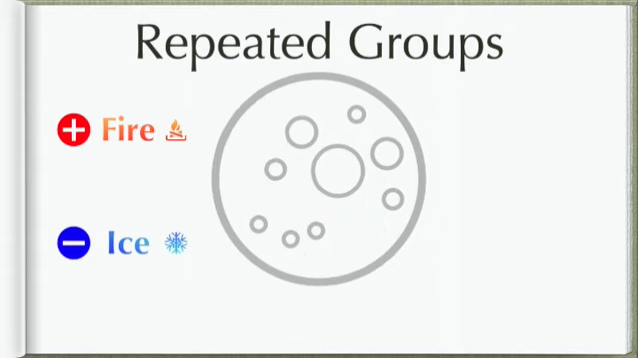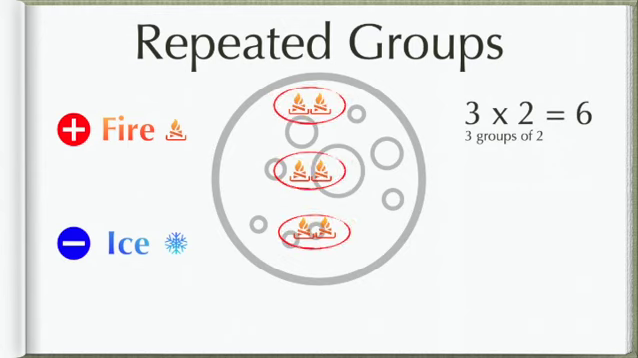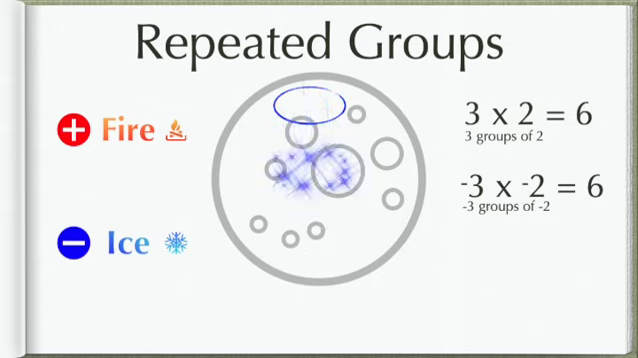Here's where we get to the negative groups. It's interesting. So we're going to start with this one. 3 times 2 is 6. We know that. Here's that model. What if we have negative 3 times negative 2? Well, then both of those things are going to be negative. We will have negative circles, negative groups, and we will have negatives in each group.